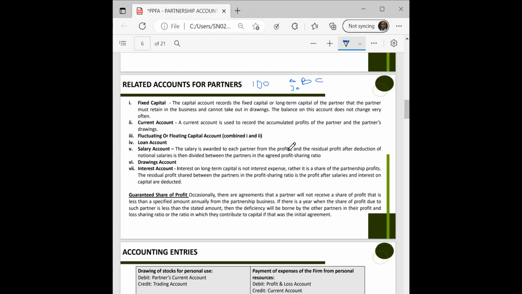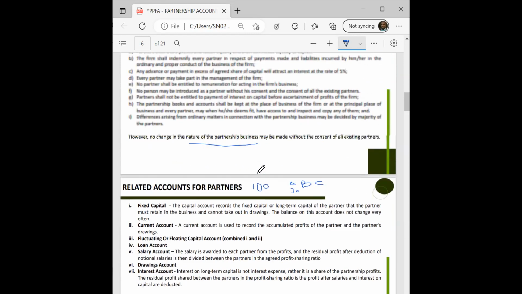and the interest account is when you pay interest on your long-term capital. So now we are saying you are paying interest on your capital account. You gave capital to the business and you're saying, oh, we want to be charging interest.